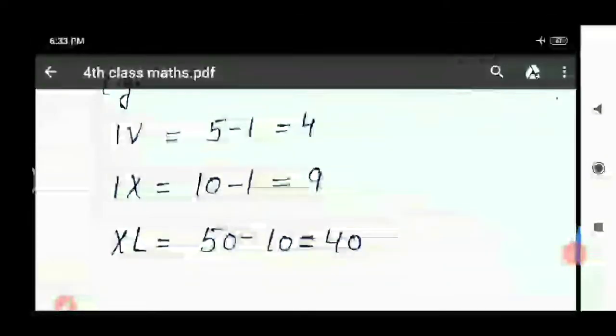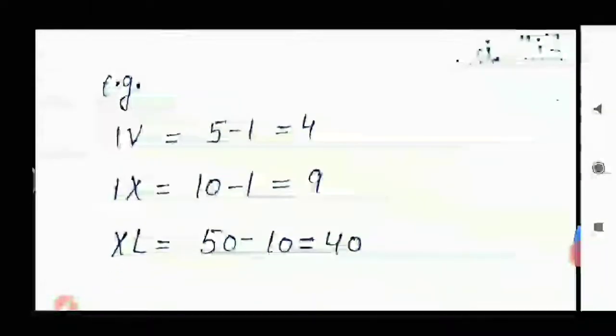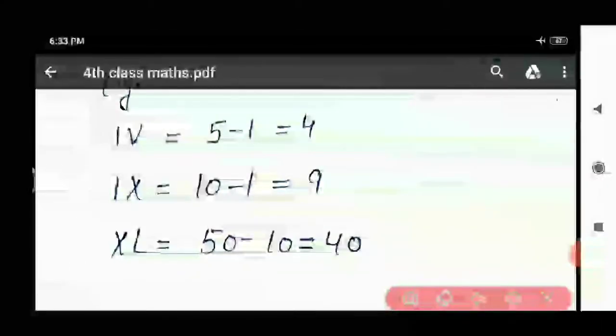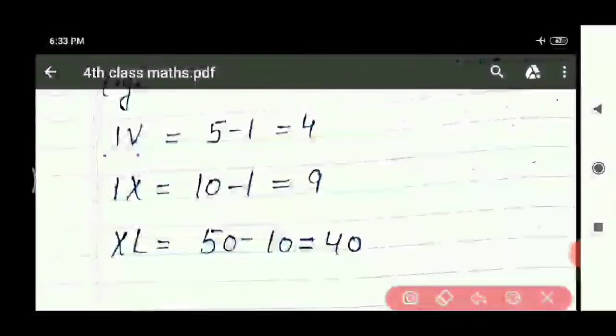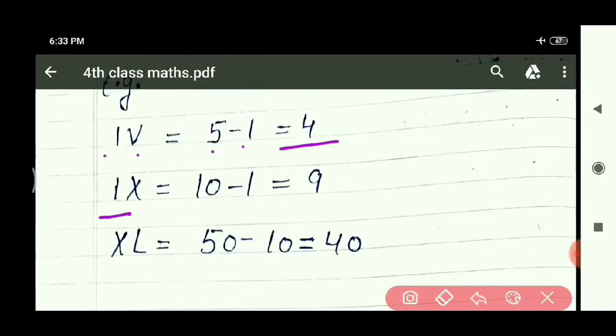Similarly, we can see other examples also. Here see what is given. I have told you, here is the larger numeral after, smaller numeral before. So here subtraction is going on, and 5 minus 1 is equal to 4. IX is 9. How can it be? Larger numeral after, so minus the smaller numeral. 10 minus 1 is left 9. XL, X is 10 and L is 50. Larger numeral minus smaller numeral, that is 40 left.